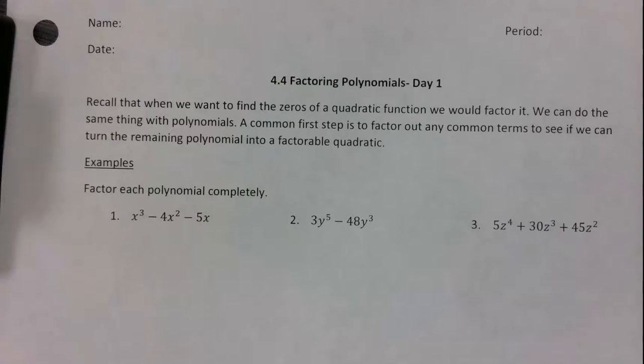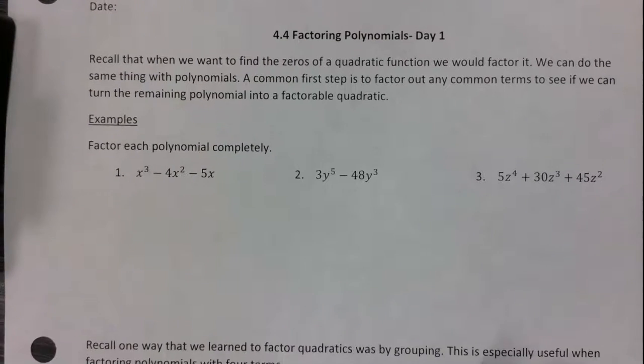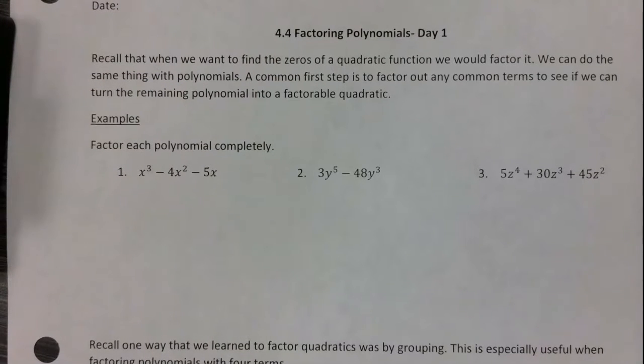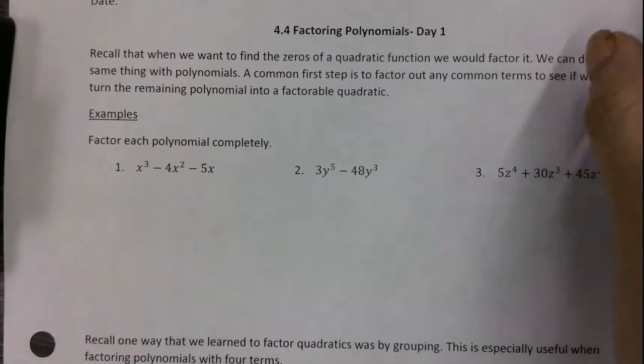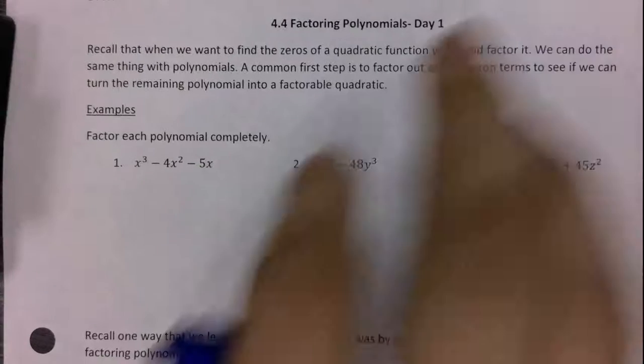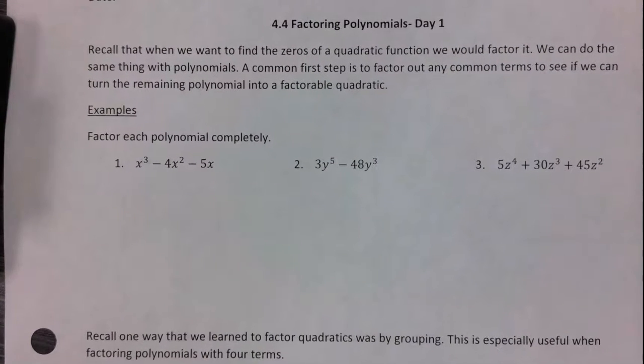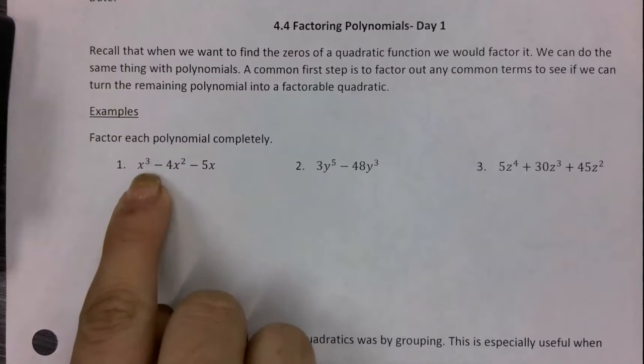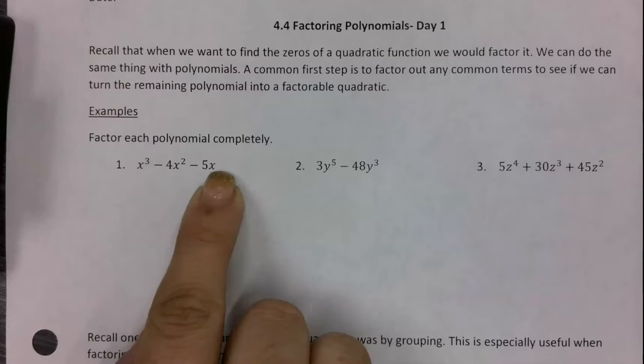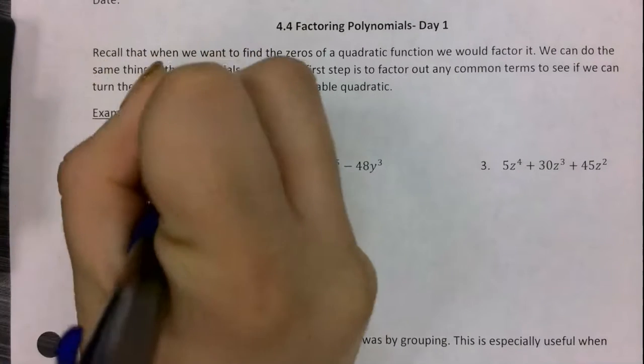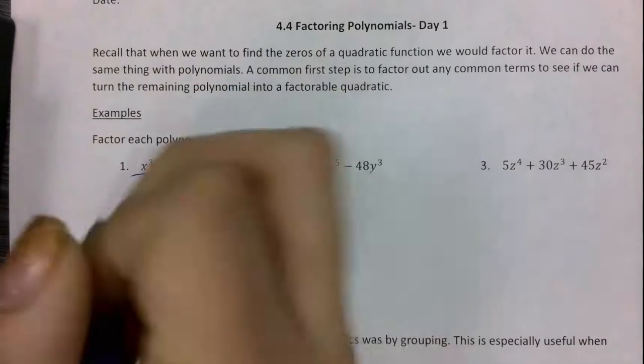So today we are factoring polynomials. We factored before earlier this year, but now we need to factor out a common factor first. If I take a look at number 1, it wants me to factor it completely. Notice all 3 of these have what in common? An x. So I'm going to factor out an x from each of them.